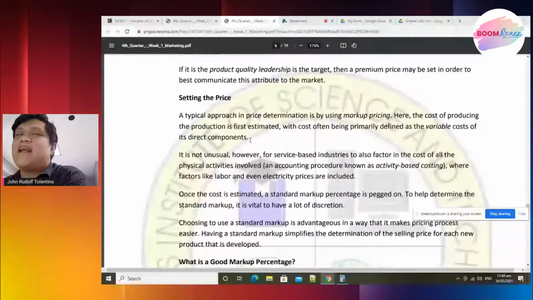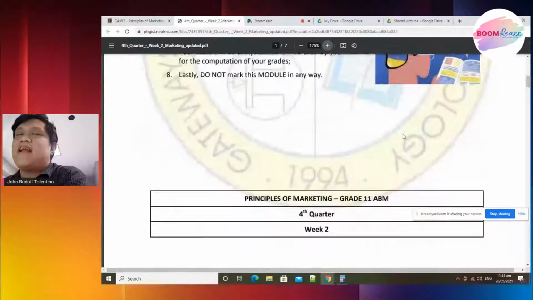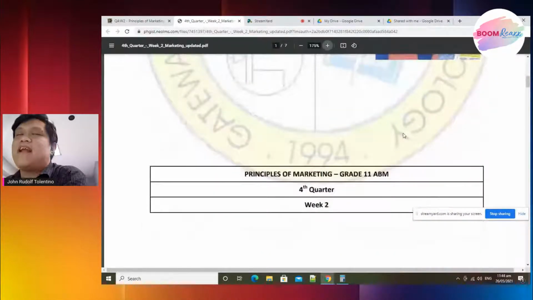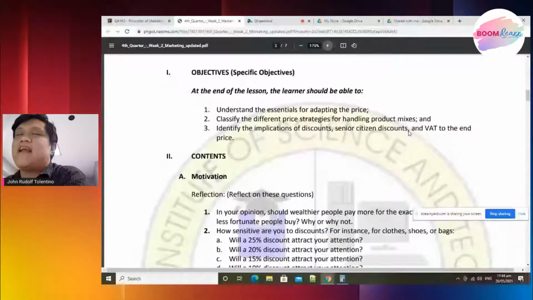Okay, so next we go tayo with the second topic natin. Ayan, di ba medyo napahaba na tayo. Okay, so we go tayo with the next one, week 2, fourth quarter, week 2. The objective of the lesson is to understand the essentials for adapting the price, classify the different price strategies for handling product mixes, and identify the implications of discount, senior citizens discount, and the VAT to the enterprise. Ayan, so dito na tayo ngayon magbibigay ng mga discounts.